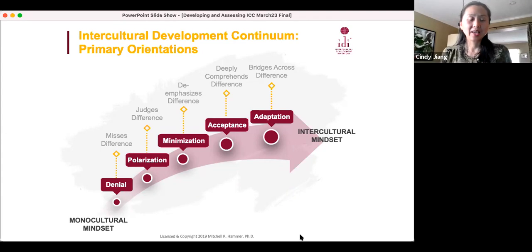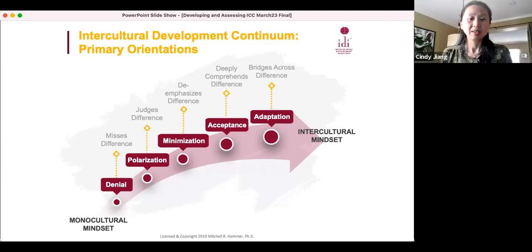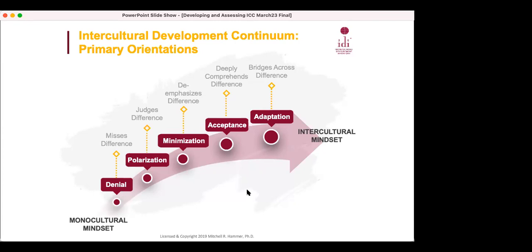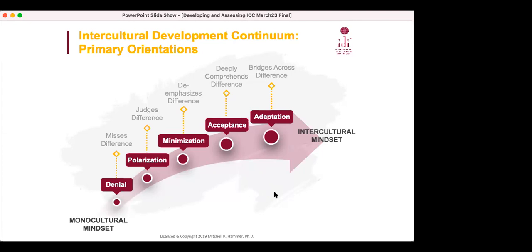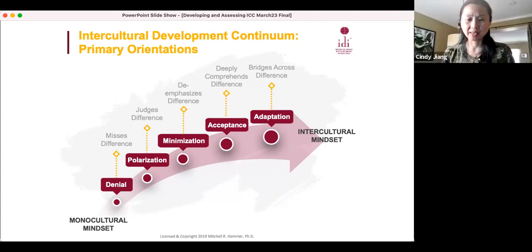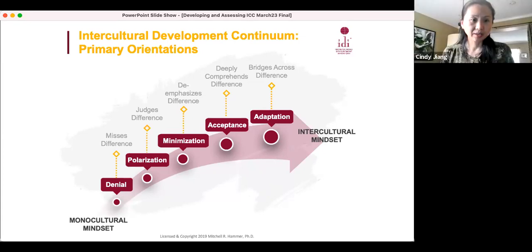So the IDI is a psychometric instrument informed by two theoretical frameworks: the developmental model of intercultural sensitivity developed by Milton Bennett, and the intercultural development continuum developed by Dr. Mitch Hammer. So the instrument really assesses both the perceived and developmental orientations of intercultural competence. And most of our students in the study, again freshmen and sophomores, were in the polarization, reversal, and early minimization orientations.